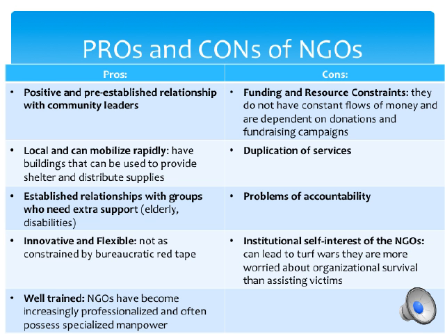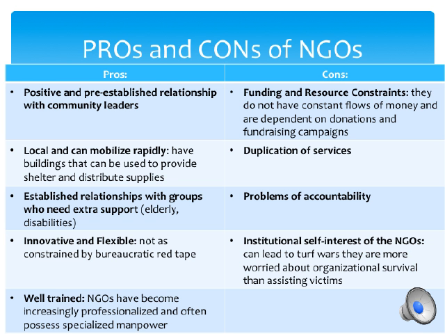NGOs have several advantages. First, they are often local and can mobilize rapidly. They have buildings which can be used to provide shelter and distribute supplies. Secondly, they may already have positive pre-established relationships with community leaders and groups that may be in need of additional support, like the elderly and those with disabilities. Unlike the government, NGOs tend to be more innovative and flexible and less bound by bureaucratic red tape. Lastly, NGOs have become increasingly more professionalized and have well-trained and specialized personnel on hand to provide assistance.